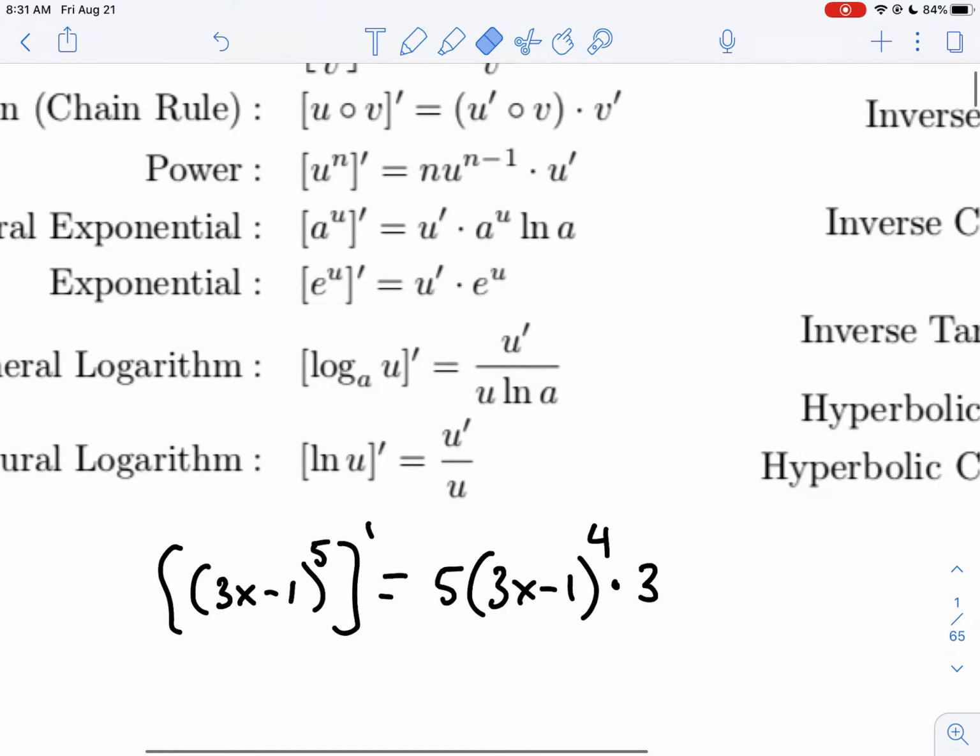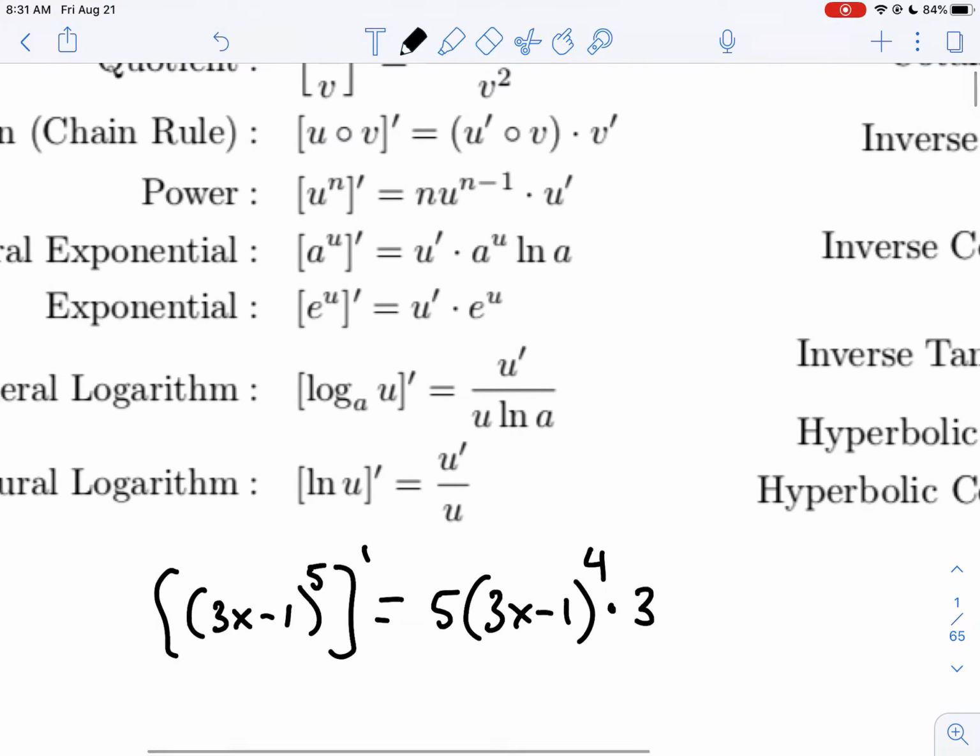And those are the pieces you need to remember, right, that you see here in this formula. The power drops, the base repeats, the new power is 1 less than it used to be, but then multiply all of it by the derivative of the base being this unknown expression u.